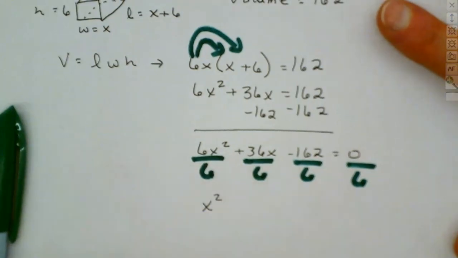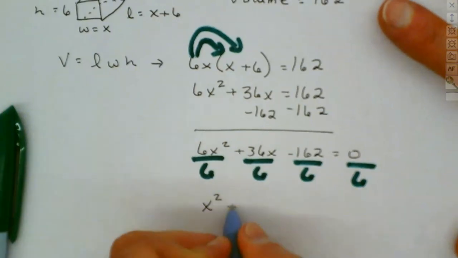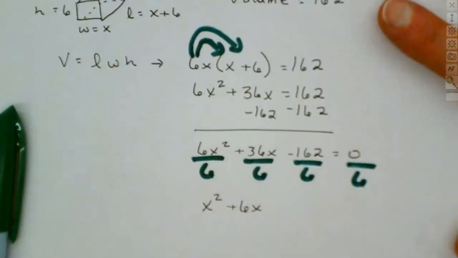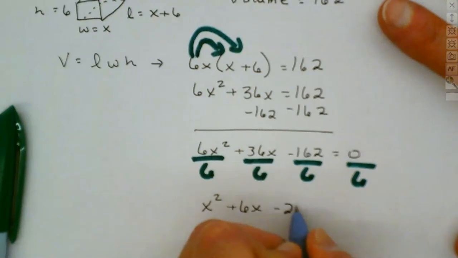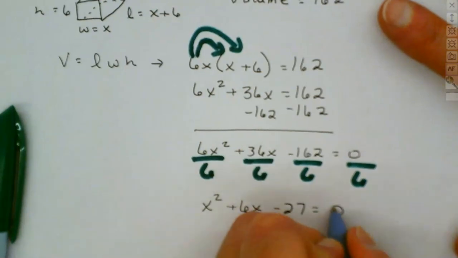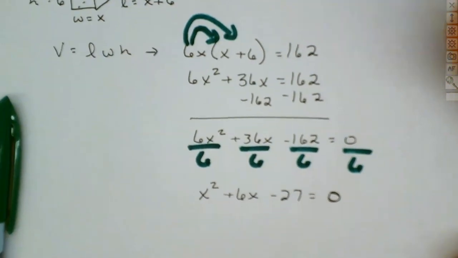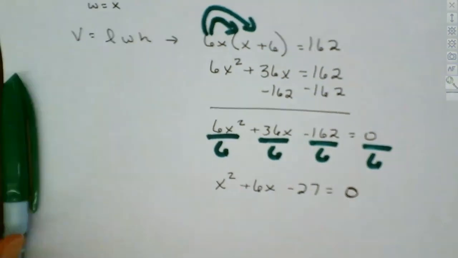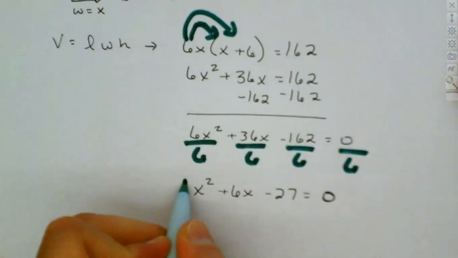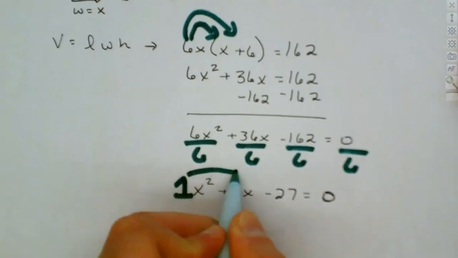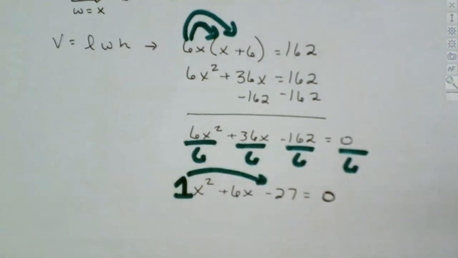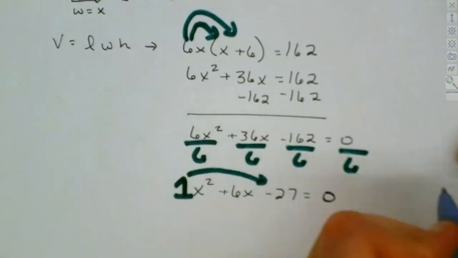So now we have something that should factor. We have x squared plus 6x minus 27, and that equals now what? 0. Now we don't have to factor by grouping. We can jump directly to our factors. So first times the last, that's a negative 27.